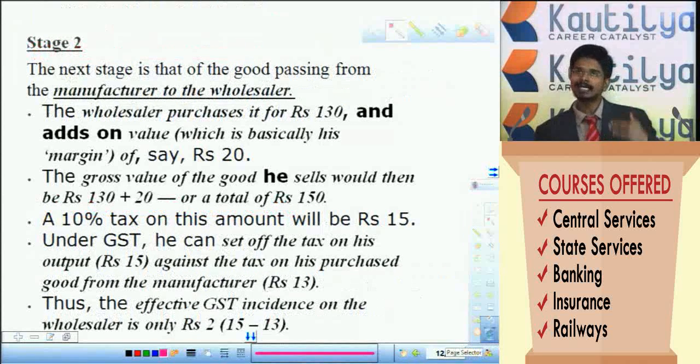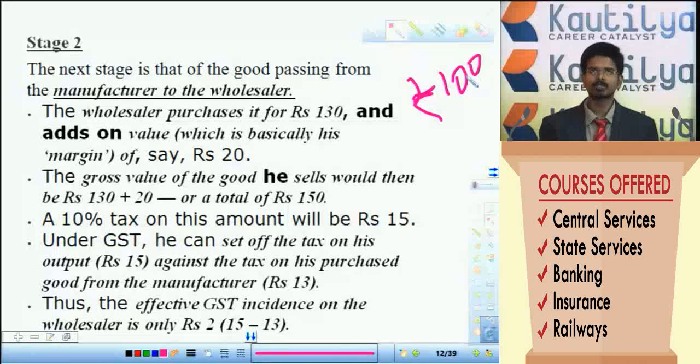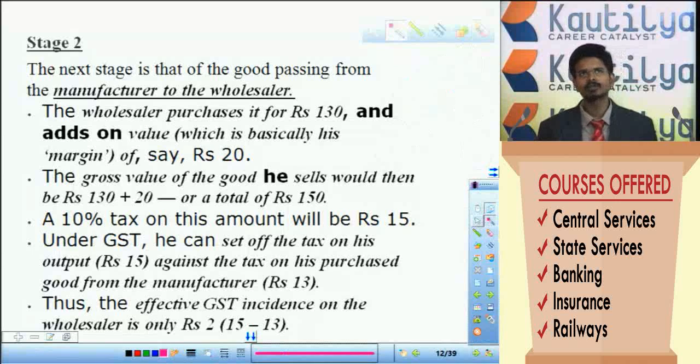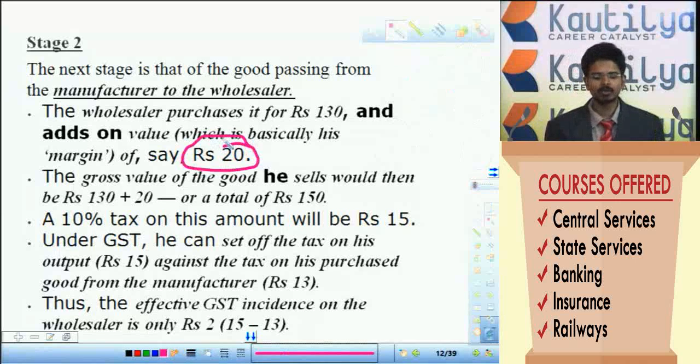So in the same way, at the next stage, what is happening? The good is passing from the manufacturer to the wholesaler. The wholesaler purchases it for ₹130 and adds on value, which is basically his margin. When he is going to sell this product to the retailer, he wants to make profit. Obviously, anybody wants to make profit, so he is adding some value to the product, for example, 20 rupees is the value being added by the wholesaler. The gross value of the gearbox or gears will be ₹150 by the time the wholesaler sells it.